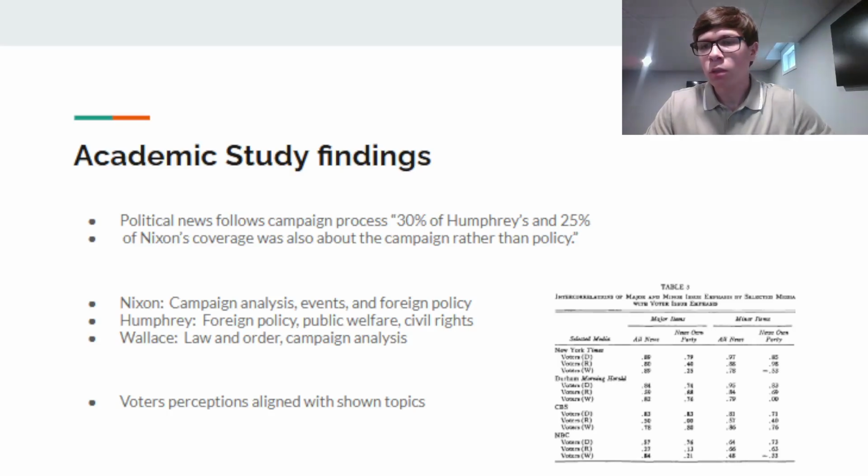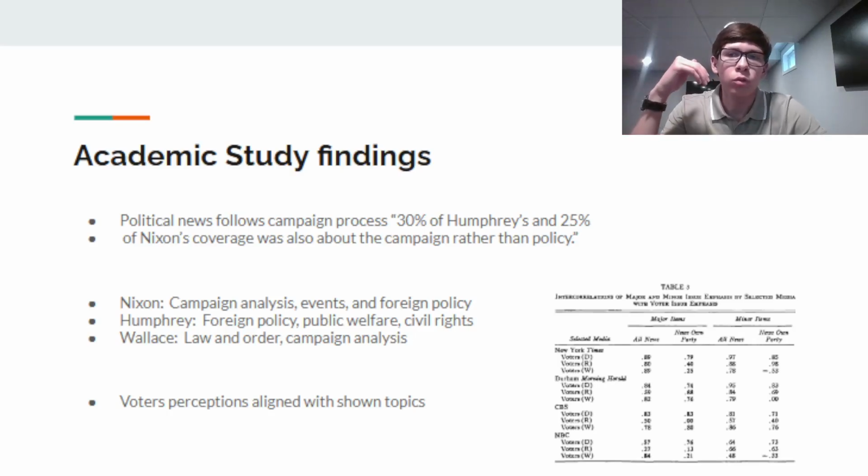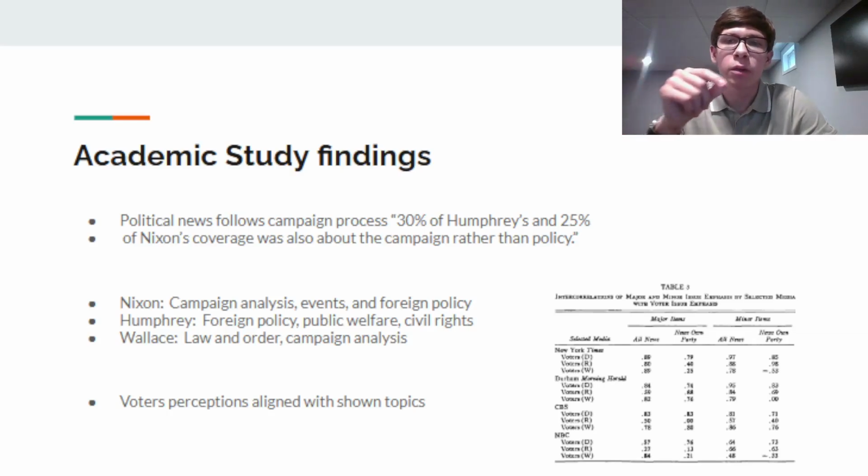To add a little bit of background to the study, it was done on the Nixon, Wallace, and Humphrey election of 1968. So that's where they're getting all of this data from. It was specifically that election. And what they ended up finding was that different news outlets not only cover the process of the campaign, because that gets them more attention, but they also can choose what parts of a candidate's campaign they decide to show.